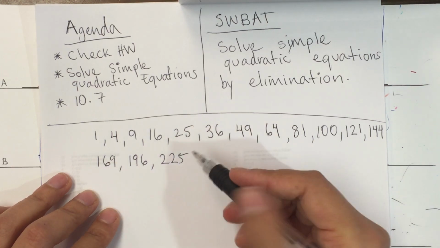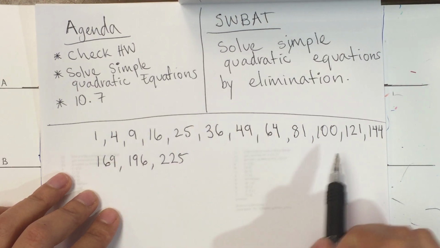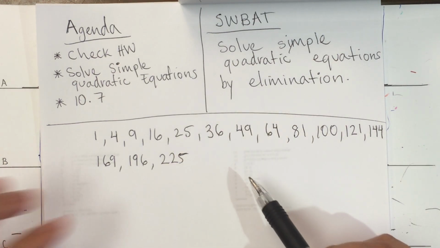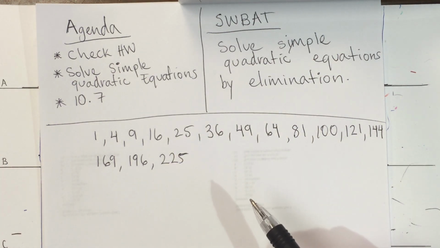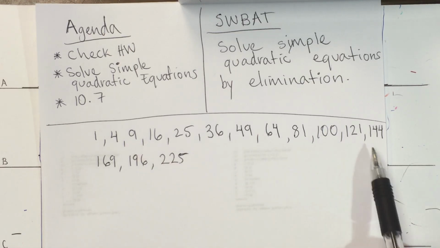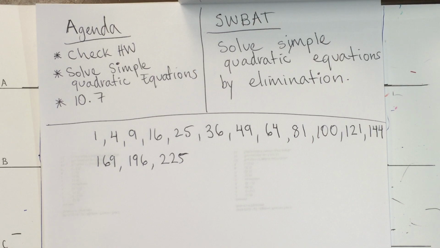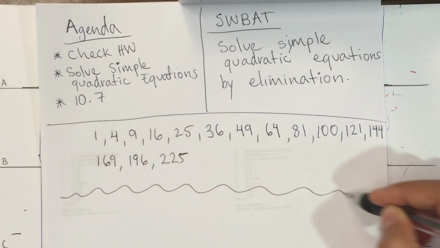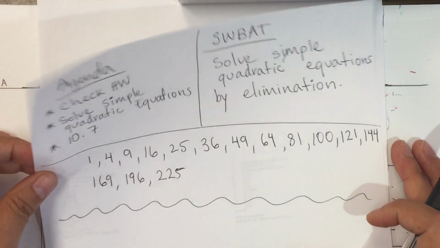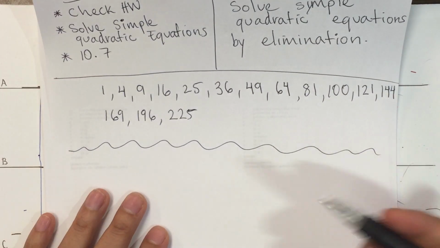Again, these are the first 15 perfect squares, and we're going to be needing them for the lesson, or just in general. When we're factoring, it makes our lives easier to see which numbers are perfect squares. Another thing that you need to know for today's lesson is square roots.